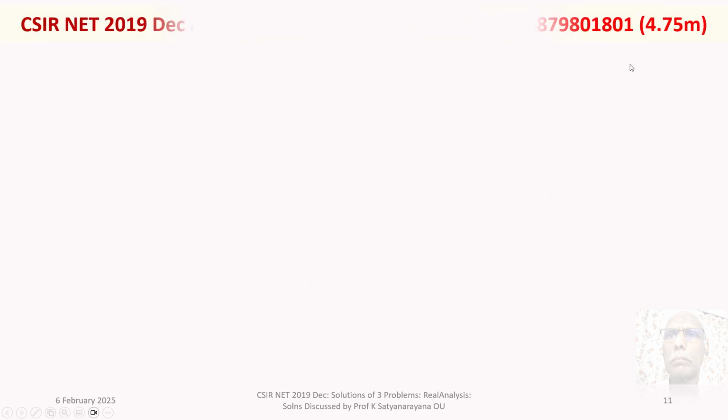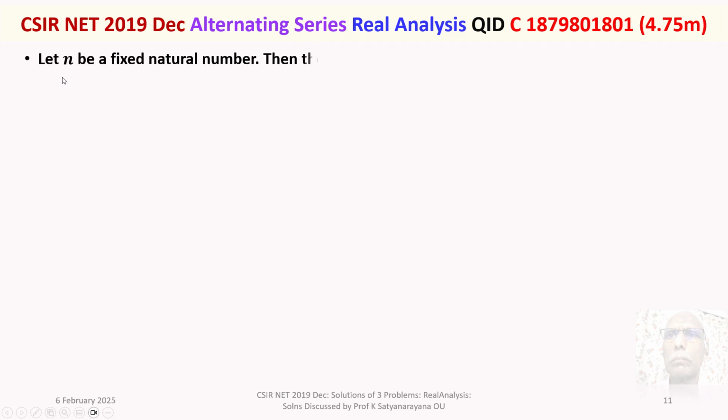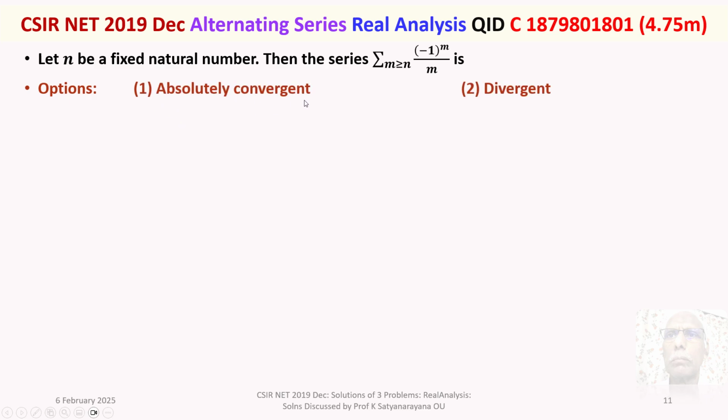This question is from part C for 4.75 marks with this question ID, and it is related to the concepts of alternating series. The given series is: let n be a fixed natural number, then the series sigma m greater than or equal to n of minus 1 to the power of m by m is, we are given 4 options. Option 1, absolutely convergent. Option 2, divergent. Option 3, absolutely convergent if n greater than 100. Option 4, convergent.